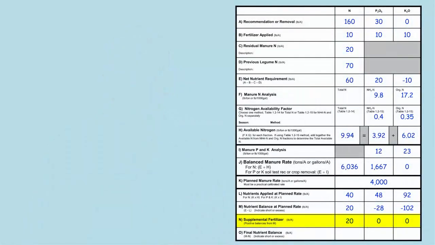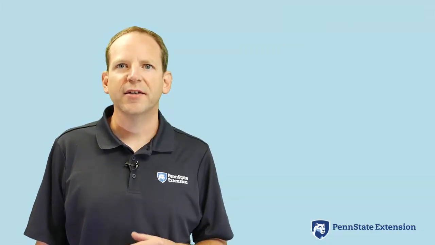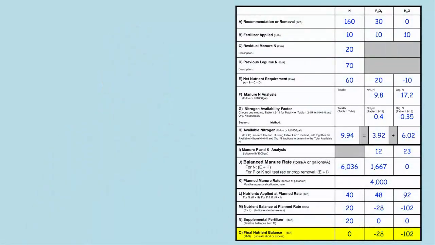We put the amount of supplemental fertilizer that will be applied, in our case 20 pounds of nitrogen, in the supplemental fertilizer row of the balance sheet. Finally, we calculate the final nutrient balance by subtracting the supplemental fertilizer applied from the nutrient balance after manure application. Here our final nutrient balance for N is 0, and our nutrient balances for P2O5 and K2O are negative or excessive by 28 pounds P2O5 and 100 pounds K2O per acre. And now our nutrient balance sheet calculations are complete.